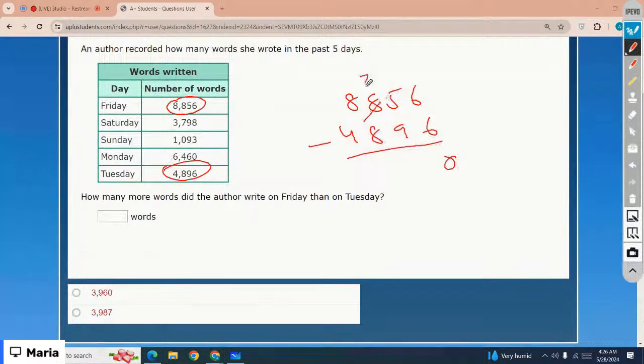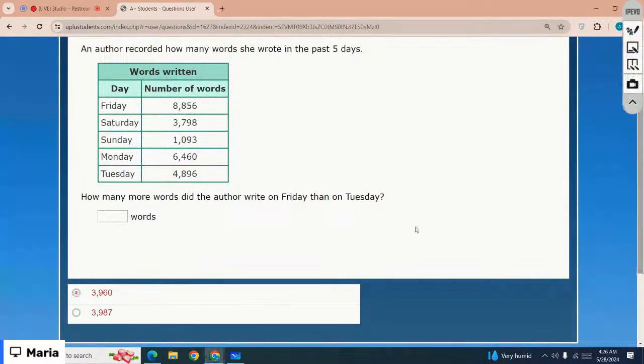You need to borrow 1. 15 take away 9 is 6. Again, you need to borrow 1. 17 take away 8 is 9. And 7 take away 4 is 3. Yes, that is 3,960. The correct option is option number 1.